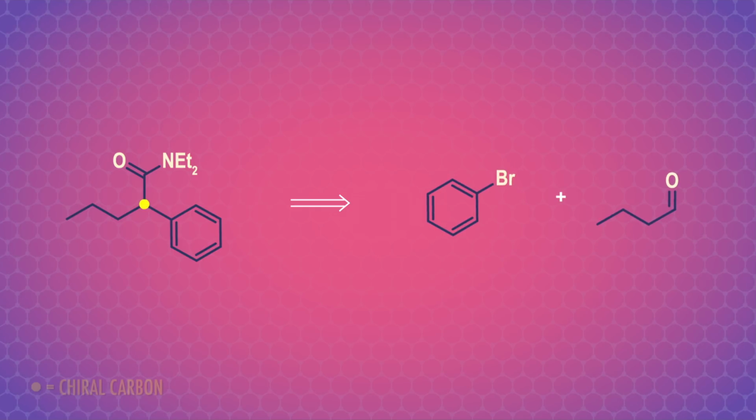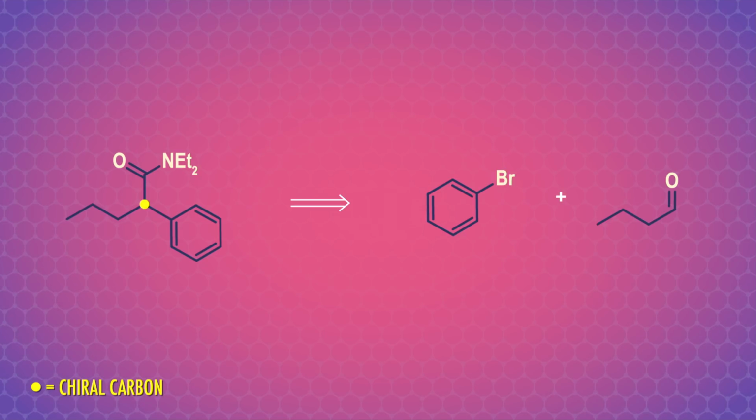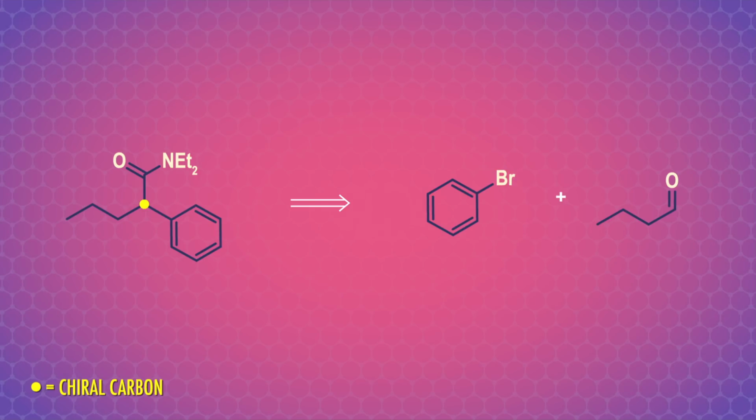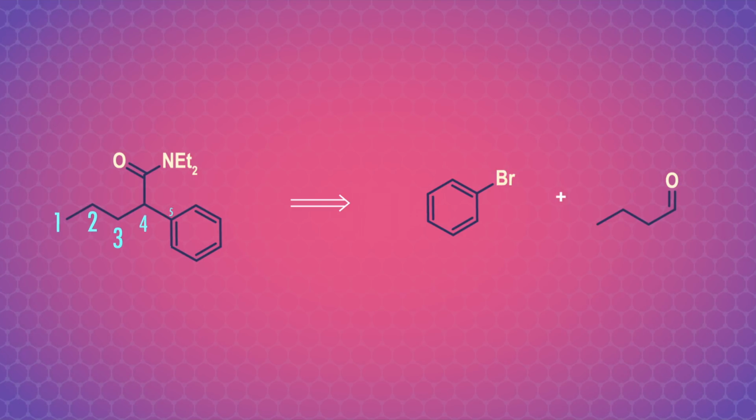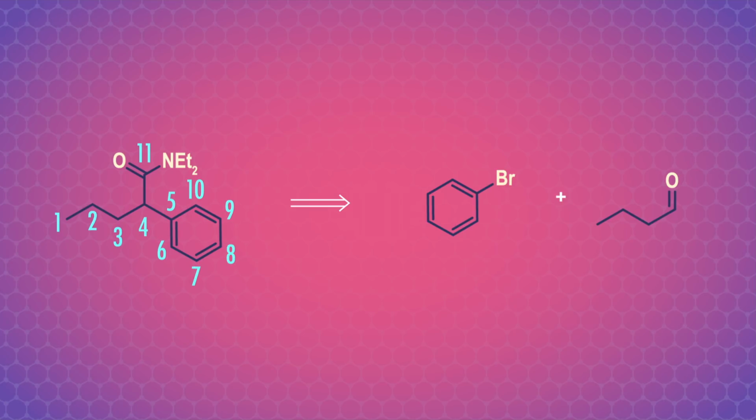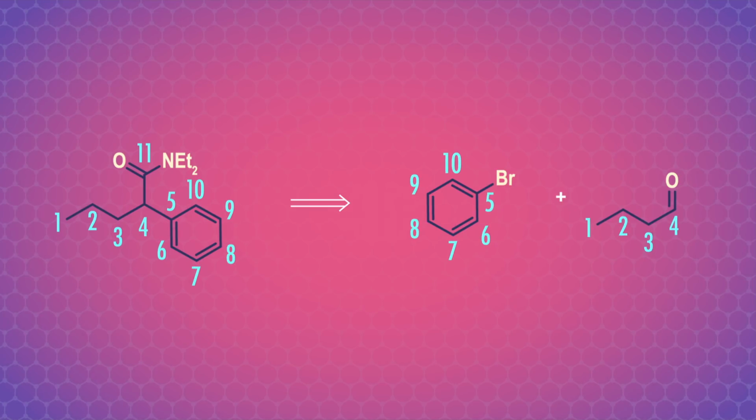We have one chiral carbon in our molecule, but the stereochemistry isn't specifically shown as R or S, so we can assume we'll have a racemic mixture of enantiomers as our product. We can start retrosynthesis problems like synthesis problems by numbering our carbon atoms. In this case, our target compound has 11, while our starting materials only have 10. So we'll have to add 1 carbon during our synthesis.